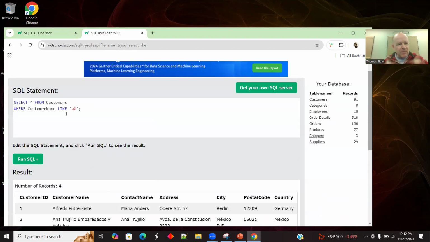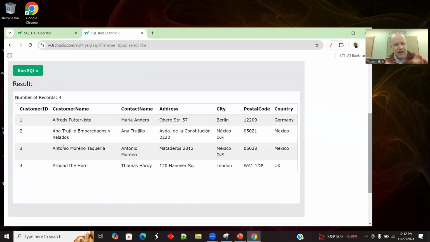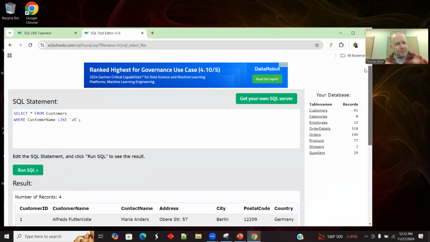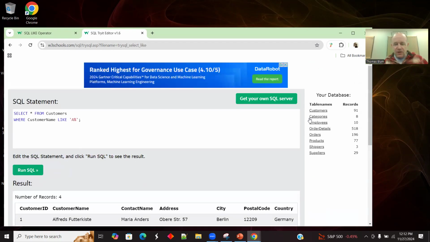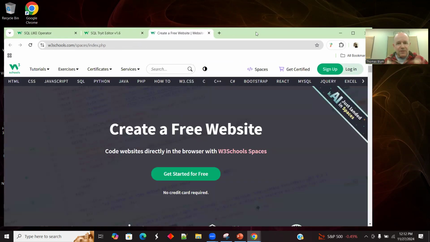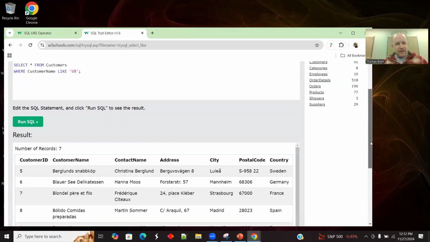And it didn't seem to matter whether it was case sensitive. It picked out capital A's or small A's. Let's put in a capital A and get the same result. Okay, let's get all the customers for a second. Well, let's try B or something. Oops, definitely hit the wrong thing there. Run. And now I'm getting all the things that start with a B.